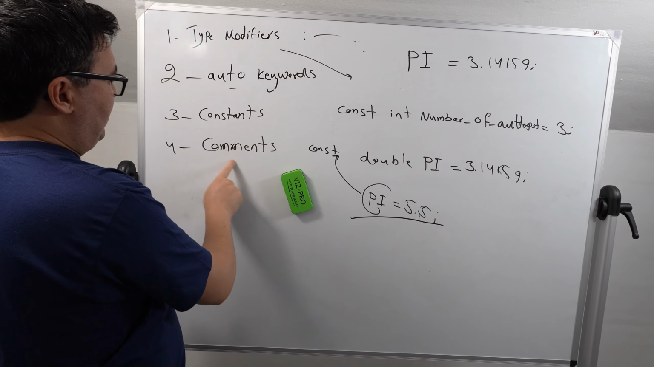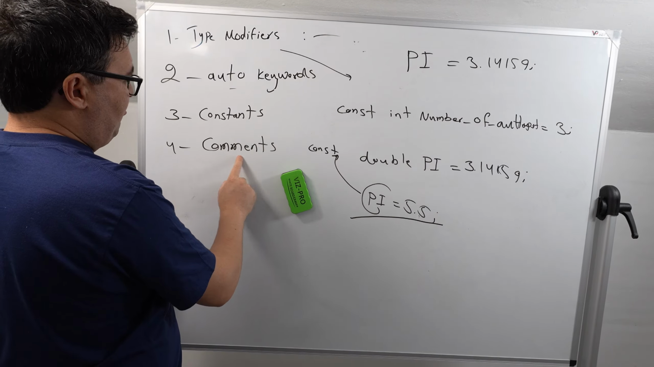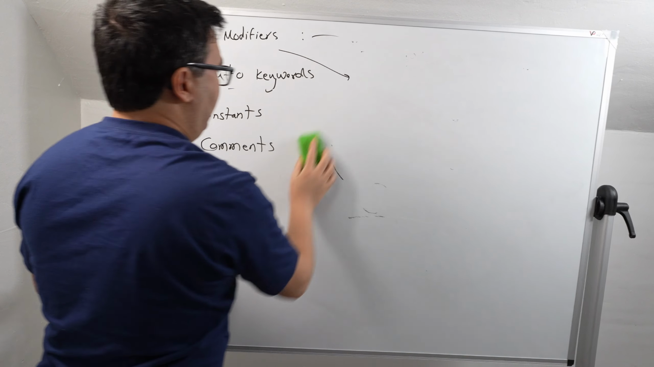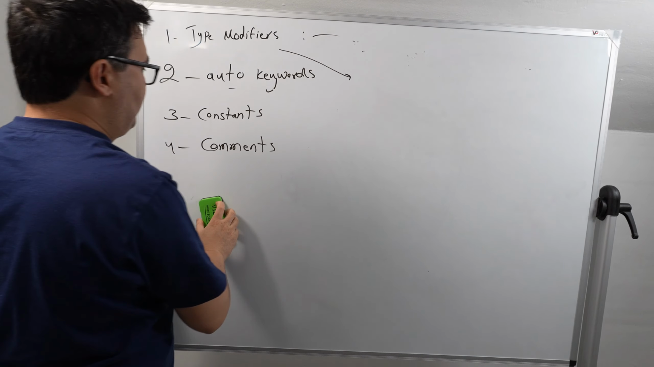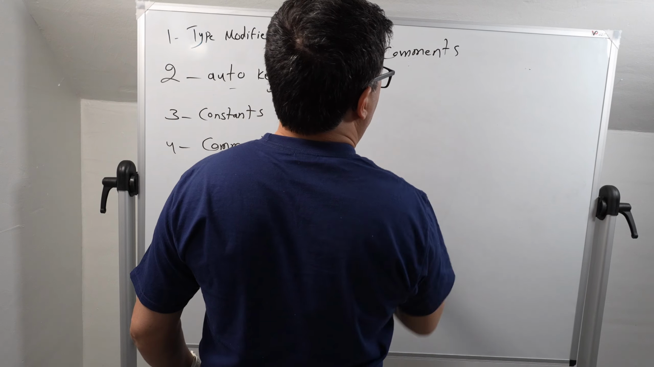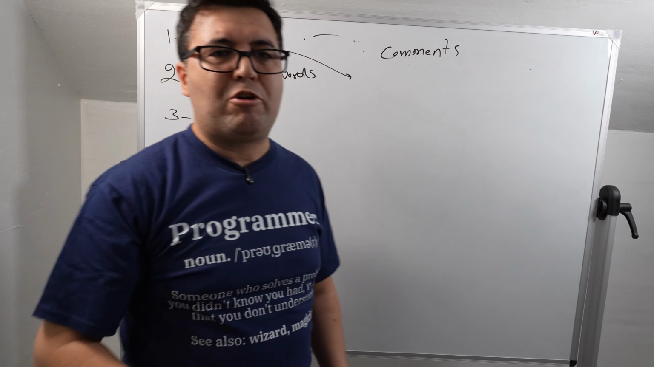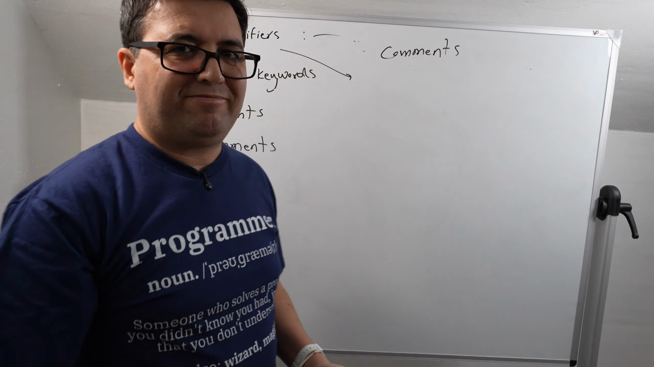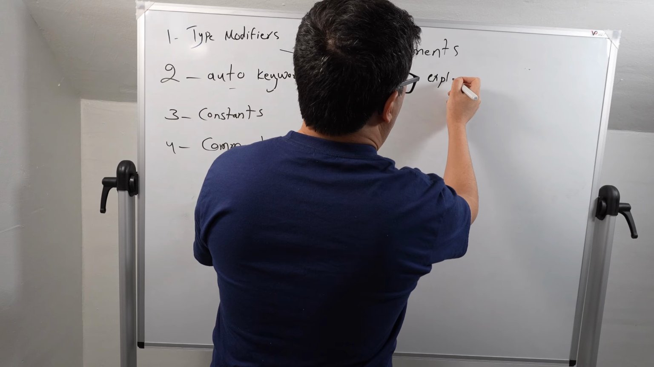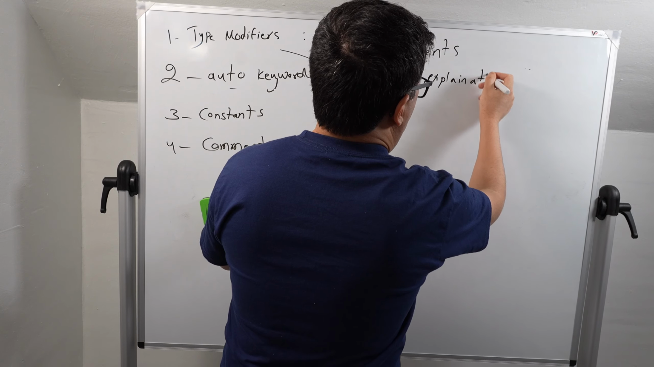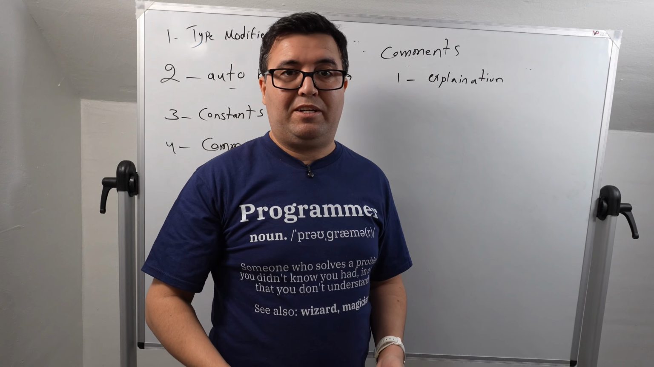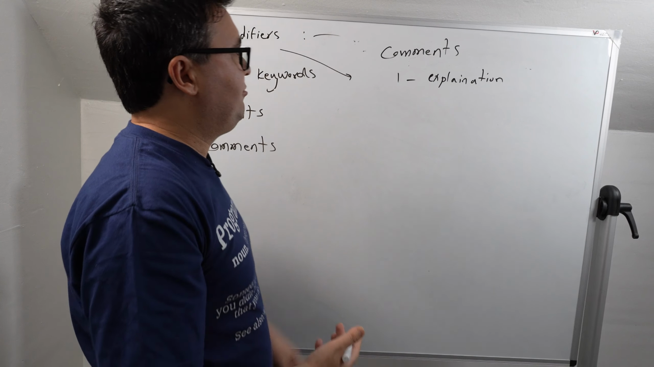So now let's go to the fourth subject of our today's lesson. It's comments. Comments in C++ are used to explain the code. We write comments on our code to explain the code. If you want to explain a line of code or a class or a function, we put a line, we use comments.